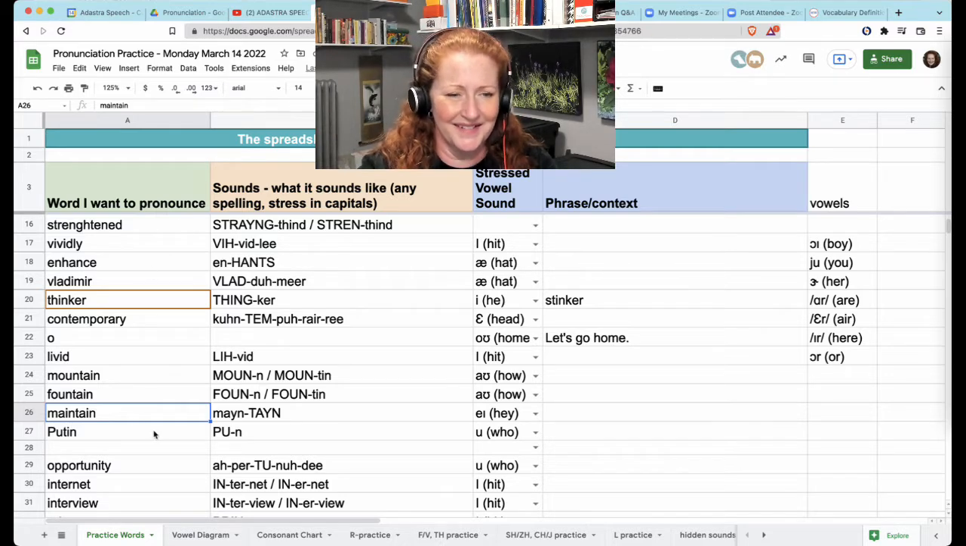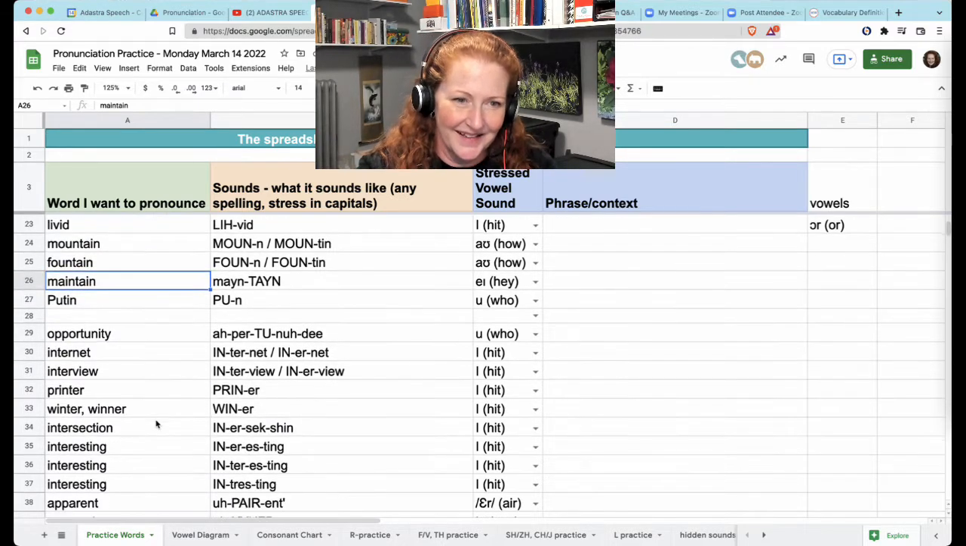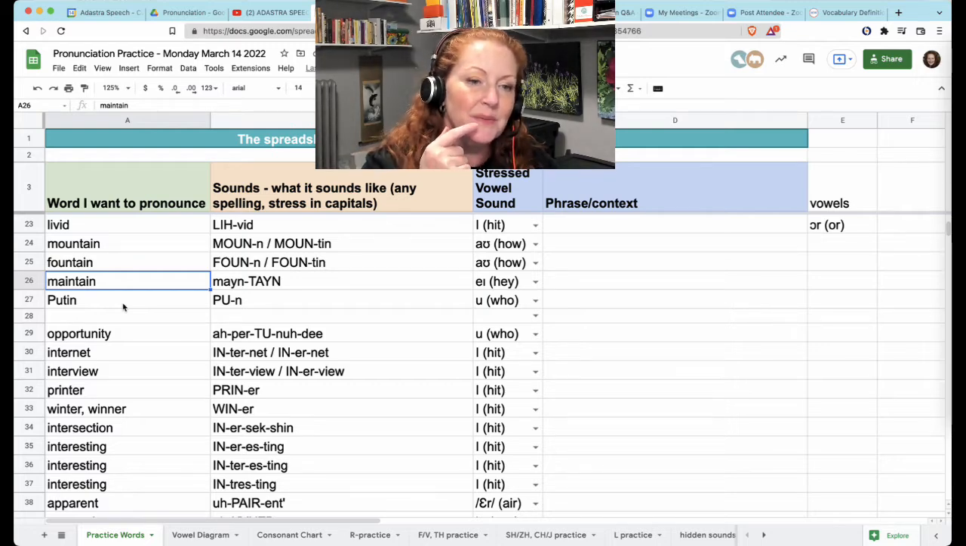Where was I? Maintain. You can say this with a T, Putin, or you don't say the T and you say it like mountain. You put your tongue in the T position and then you hold it there and make the N. Putin. That's it.